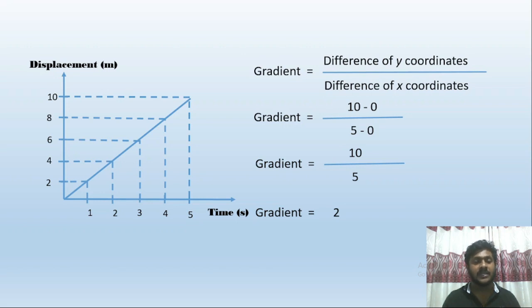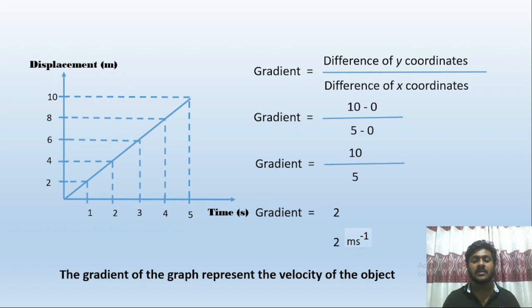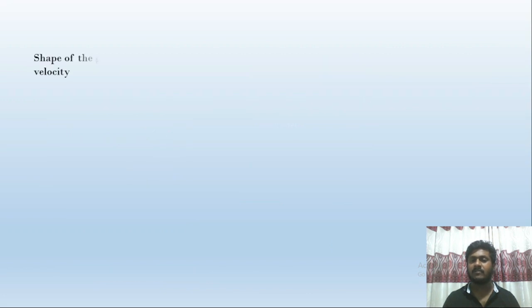The displacement is represented in meters and the time is represented in seconds. So the unit of gradient is meters per second. So it is clear that the gradient represents the velocity of that object. So we can calculate the velocity of an object by finding the gradient of the displacement time graph of that motion.